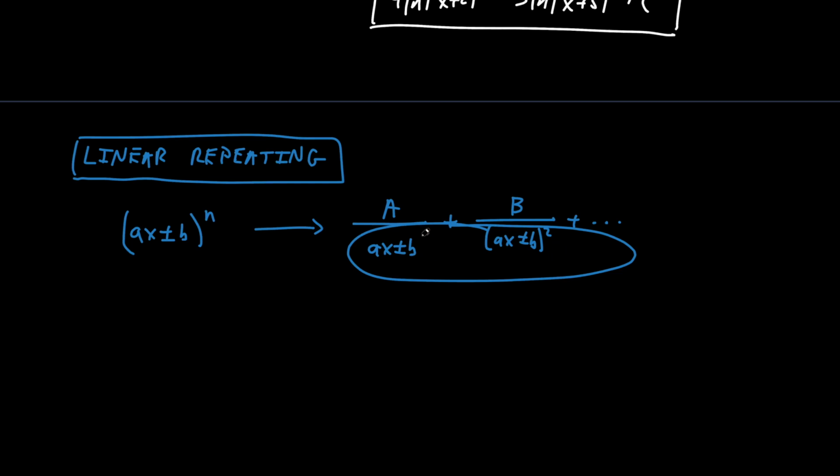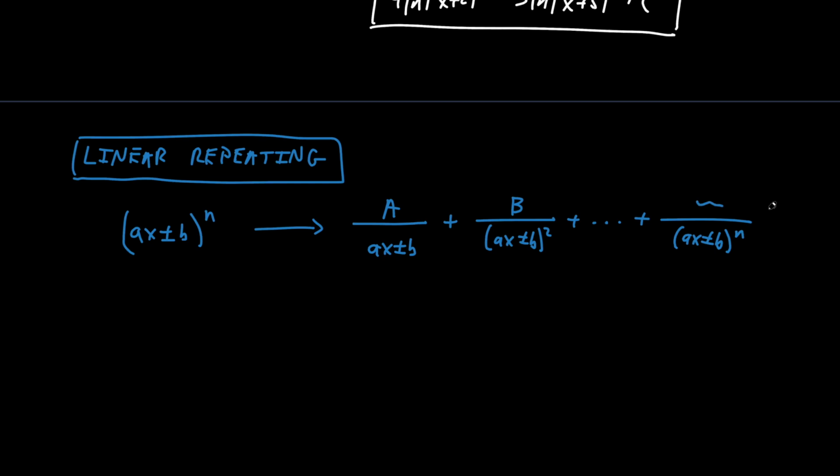So power 1, power 2, power 3, and so on until you reach n. So until we reach this last term where it's ax plus or minus b to the power of n, and then this is whatever the constant coefficient we've gotten to is. Maybe if you have enough of them, you get to, let's say, f or g or h or whatever it might be.